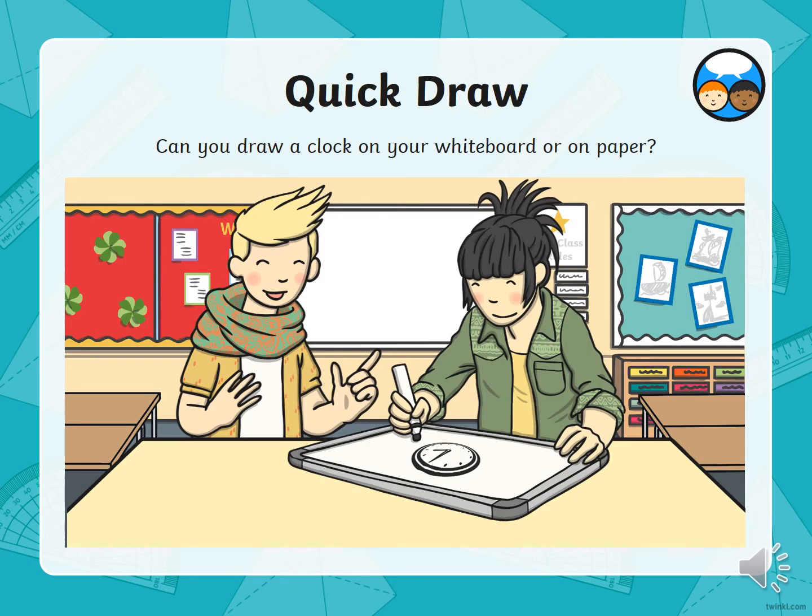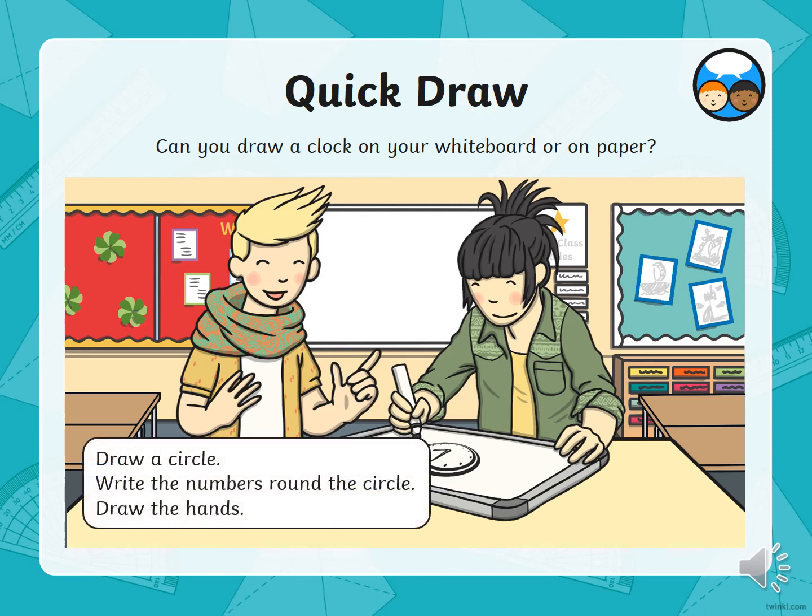Can you draw a clock on your whiteboard or paper? First, draw a circle and write the numbers around the clock, starting with the number 12 at the top. 12, 1, 2, 3, 4, 5, 6. 6 should be at the bottom, directly under the 12. 7, 8, 9, 10, 11.